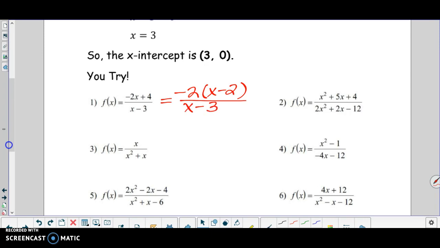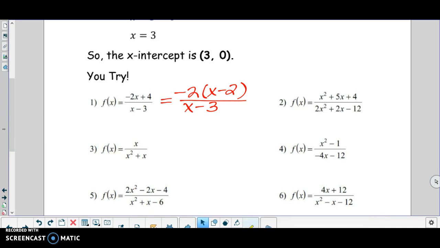Now, is there a hole in this one? No. If you have a hole, it's going to affect your x-intercepts, okay? Remember, after you find a hole, you use that simplified rational to answer everything else, okay? But we don't have a hole, so I can just go ahead and set my numerator equal to 0, okay?